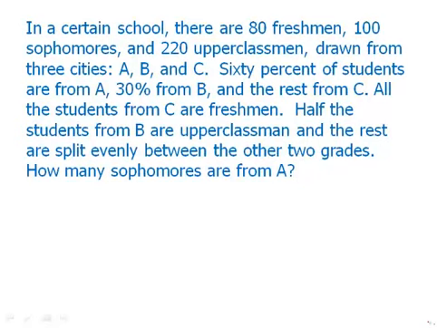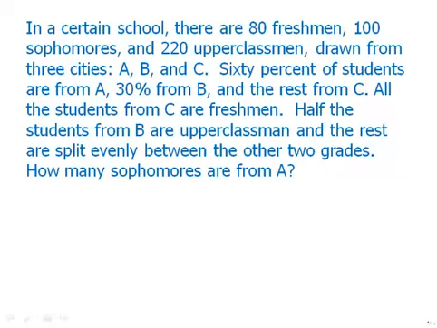Okay. In a certain school, there are 80 freshmen, 100 sophomores, and 220 upperclassmen, drawn from 3 cities. All right, so first of all, the 80, 100, and 220, those are the totals for different grades. We have grade level as one of our categories, so it is one of our variables that has 3 categories, and we have the totals in each of those 3 categories. Then we have 3 cities. That's going to be the other variable. What city is the student from? And we have 3 categories there.